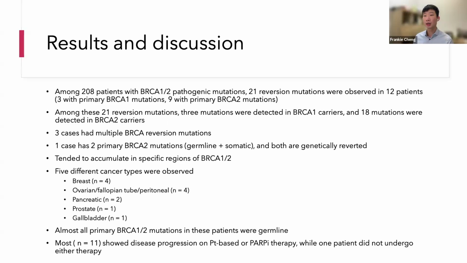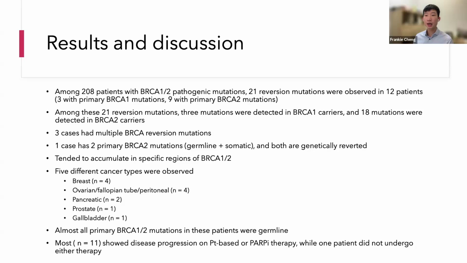So among the 208 patients with BRCA1 or 2 pathogenic mutation, there are 21 reversion mutations observed in 12 patients. 3 of them have primary BRCA1 mutation and 9 of them have primary BRCA2 mutation. And among these 21 reversion mutations, 3 were detected in BRCA1 carriers and 18 were detected in BRCA2 carriers. And it is noted that there are cases with multiple BRCA reversion mutations because the tumor cell might develop into various subclones, and different subclones might have a different reversion mutation, and they will be detected. So one case has 2 primary BRCA2 mutations, and both are seen to be reverted.